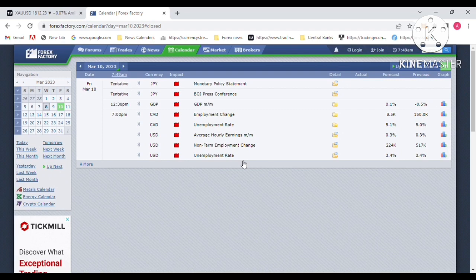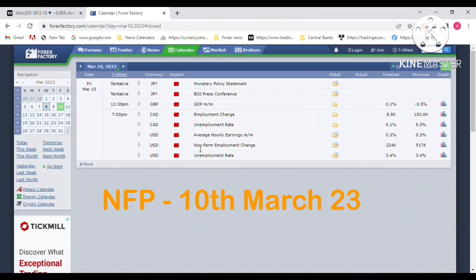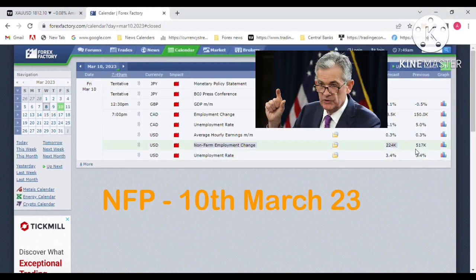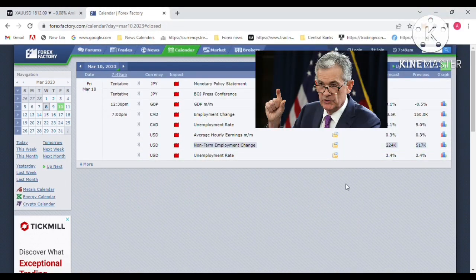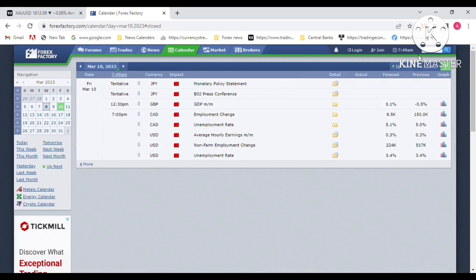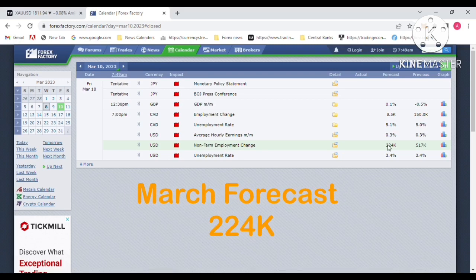It's the economic event. I am on Forex Factory now. You can see the non-farm employment change on 10th March is high volatility economic data with regard to the US dollar. That's the previous figure. You can see 517 is a very positive figure for last month, February, and the expected figure for next Friday is 224k.